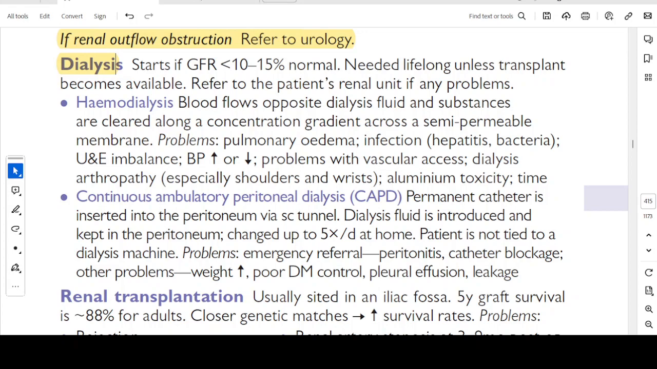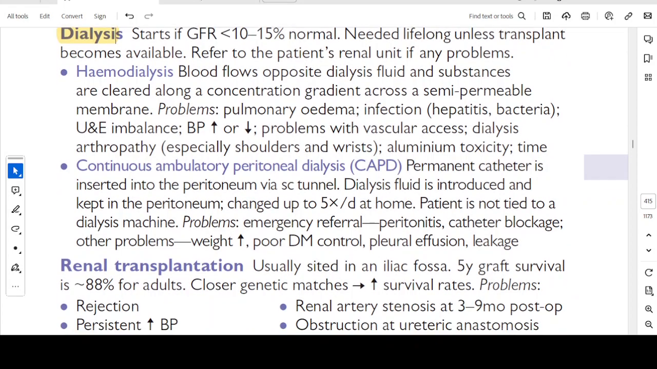Hemodialysis. So when do you start dialysis? Start if eGFR is less than 10 to 15% of the normal. Needed lifelong unless transplant becomes available. Refer the patient to renal unit if any problems are there.